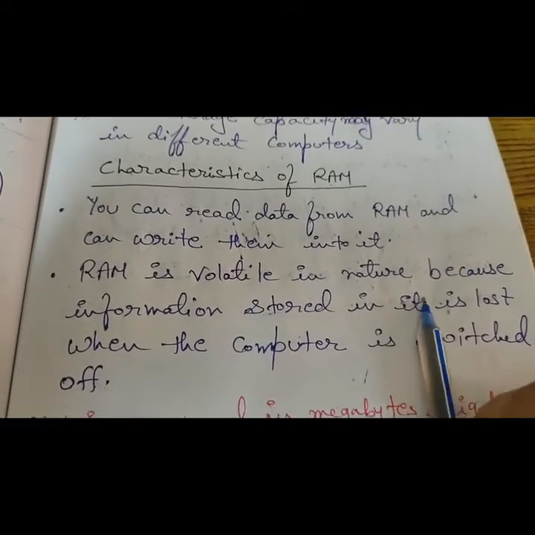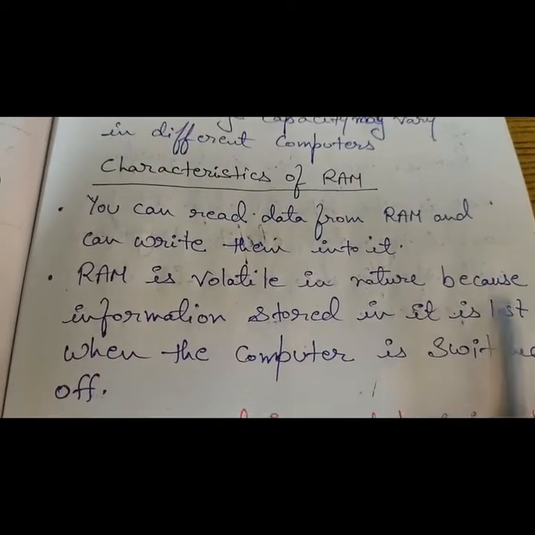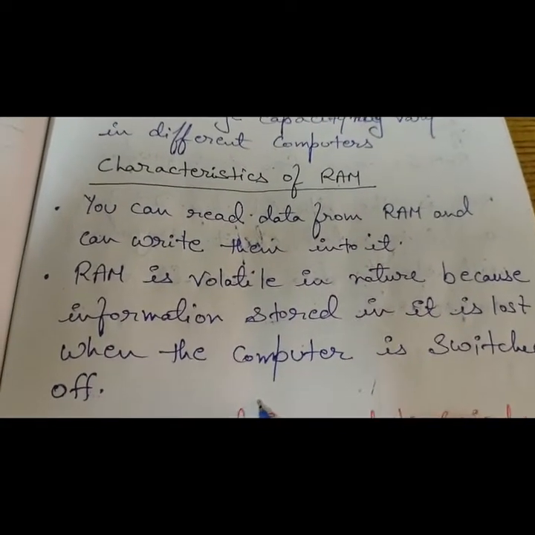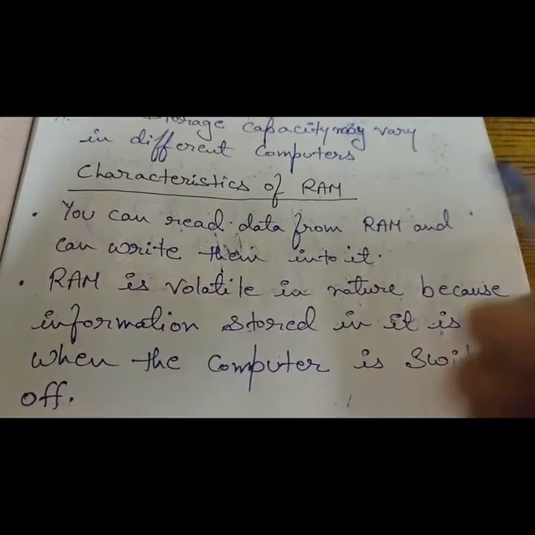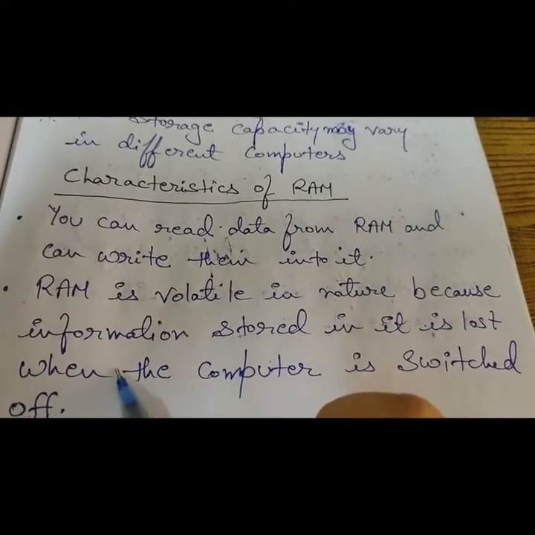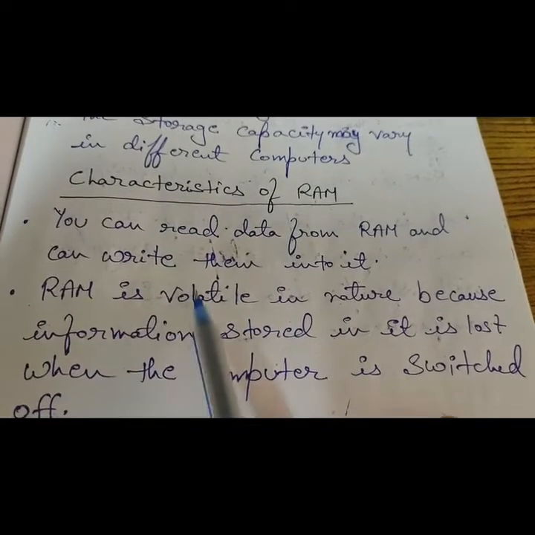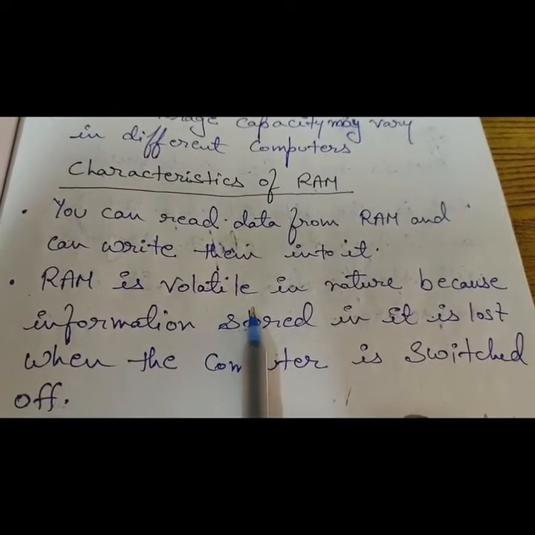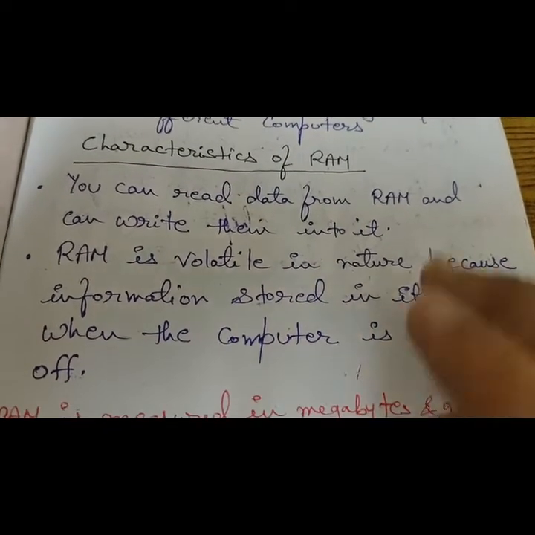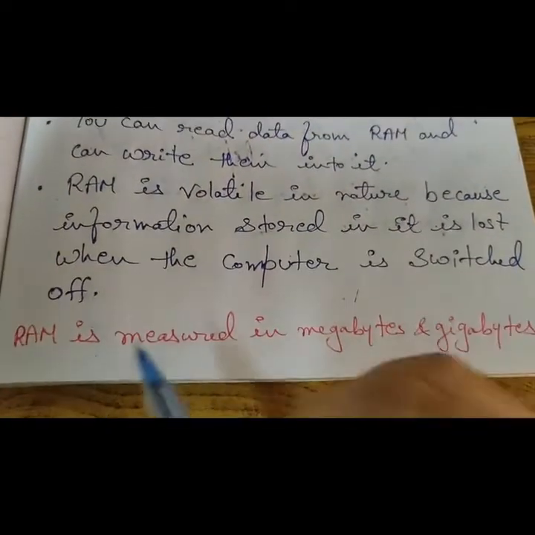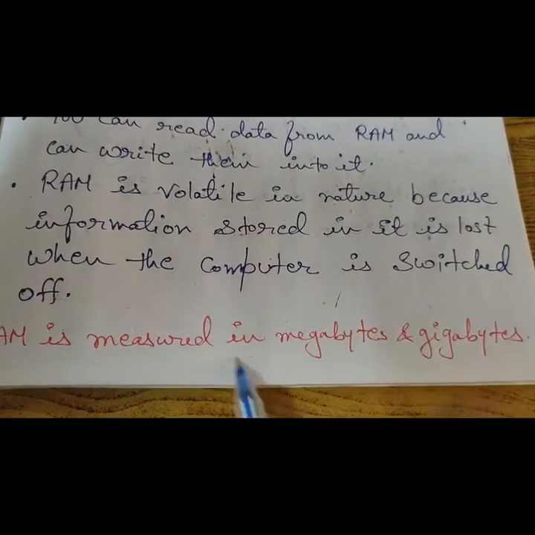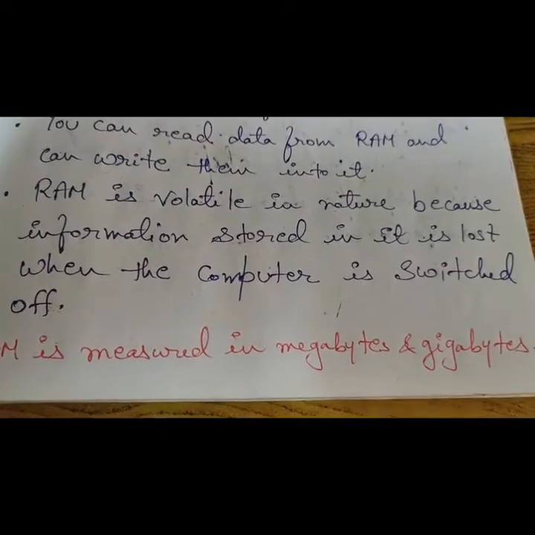Why is it volatile in nature? What is the meaning of volatile? The information stored in it is lost when the computer is switched off. When you are doing some work in your computer, the data is stored in it temporarily. Temporarily means volatile. So RAM is a volatile memory, which is also known as temporary memory. Note down an important part. RAM is measured in megabytes and gigabytes. It is the storage capacity of RAM.